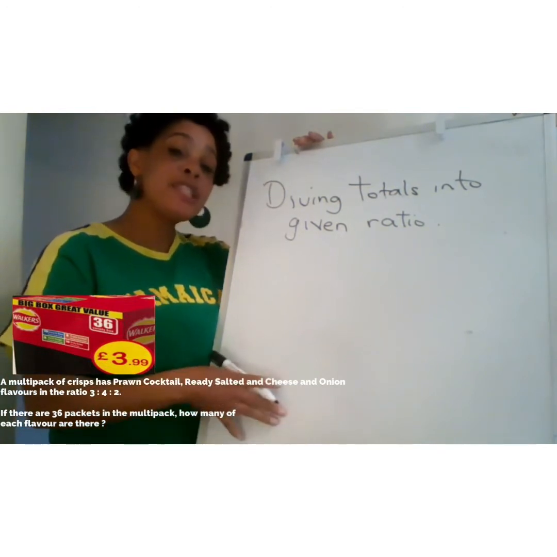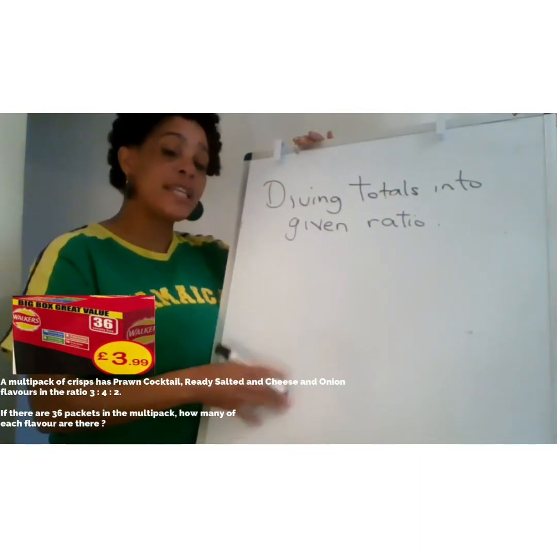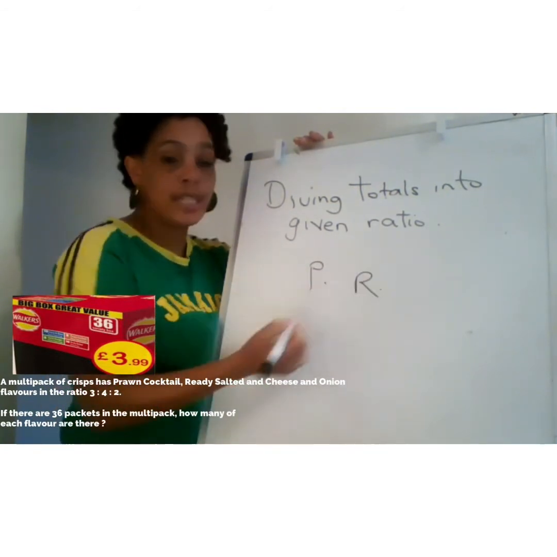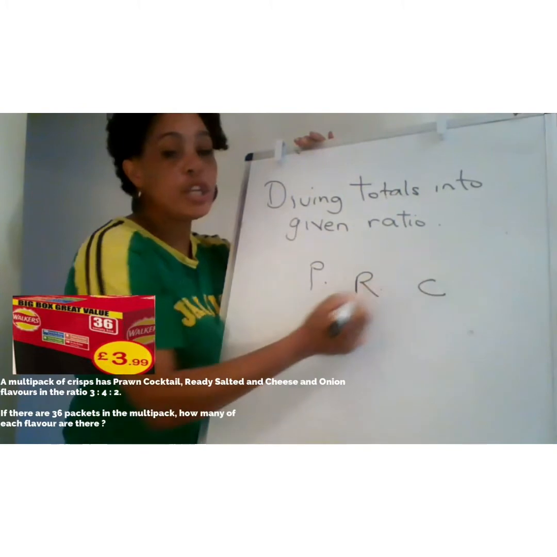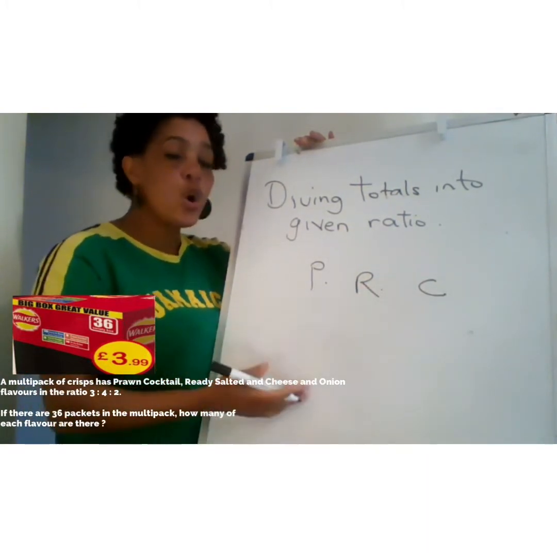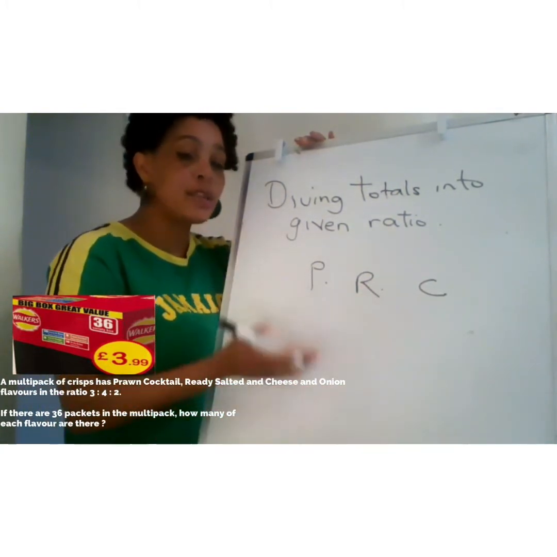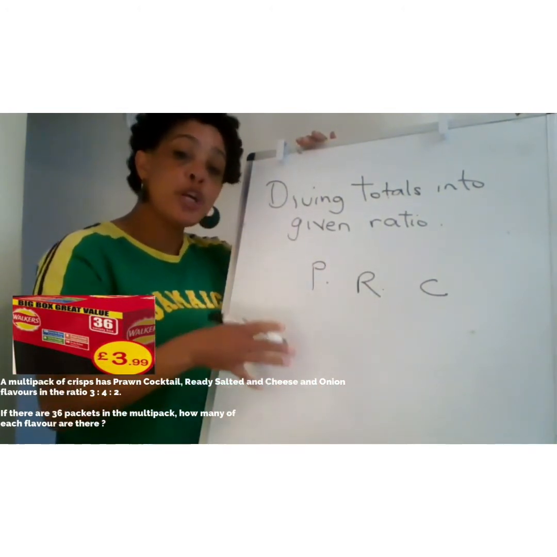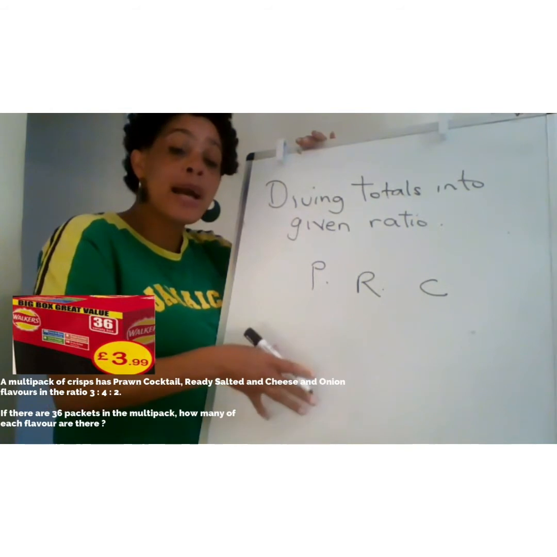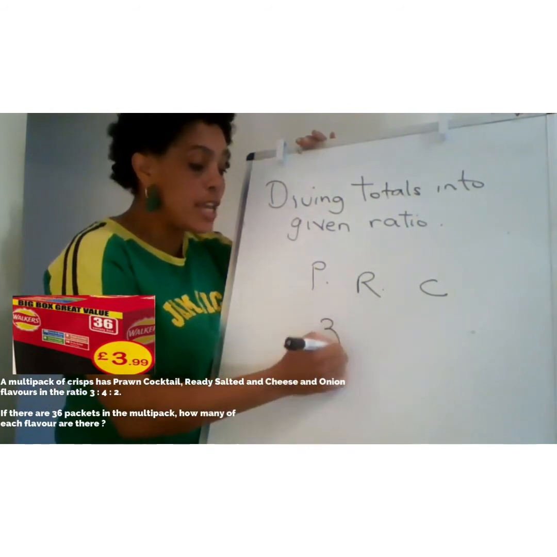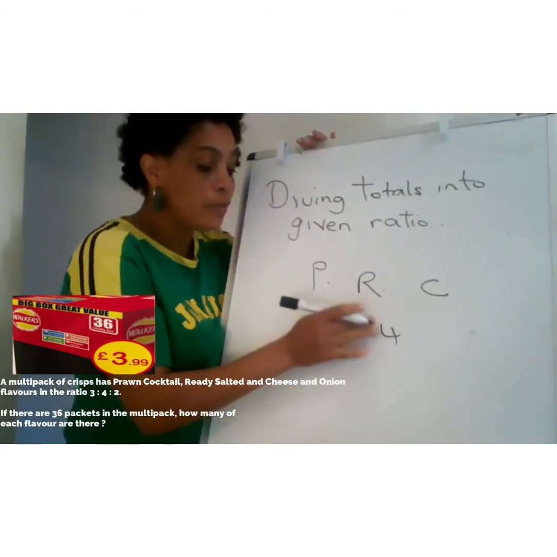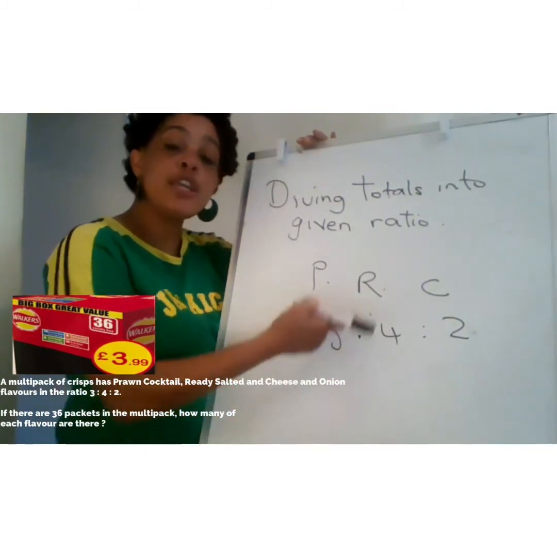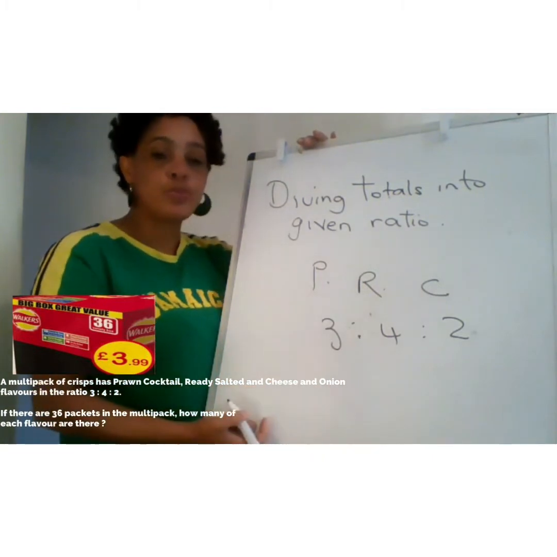Imagine that there is this big packet of crisps that has in prawn cocktail, it has in ready salted, and it has in cheese and onion. We know in this packet there are 36 packets. In this big pack, there are 36 small packets. And we're told that the ratio of one pack to another is 3 to 4 to 2. So the ratio is 3 to 4 to 2.